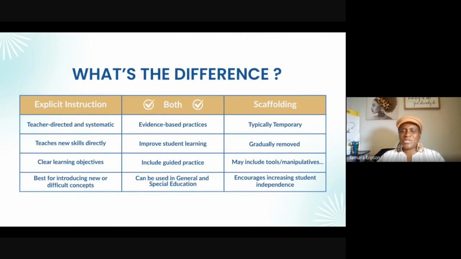In explicit instruction, we got teacher-directed and systematic approach. Both of these practices are evidence-based, while scaffolding really goes into the temporary. I use it typically temporarily so that the student can gain the practice and the knowledge and the deep concept of it. They might not need it anymore after that. While explicit instruction is teaching a new skill directly, I am going to gradually remove scaffolding as I go along.